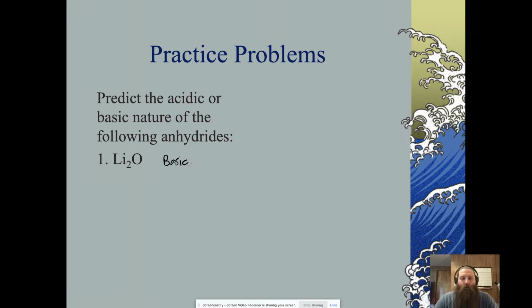All right, let's look at the second one. Magnesium oxide. All right, I have a metal oxide. Must be a basic anhydride. CO2, all right, that's a nonmetal. So this is going to make an acidic anhydride. All right, you do the rest.